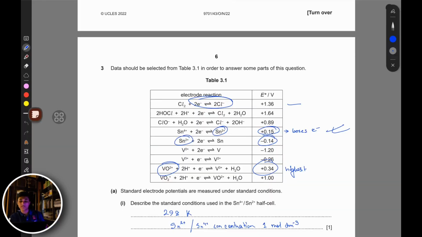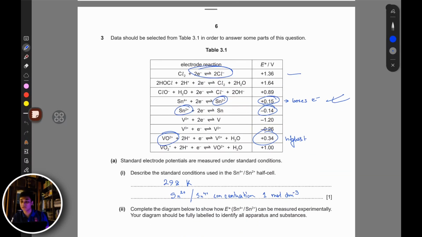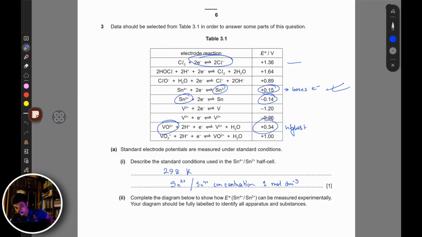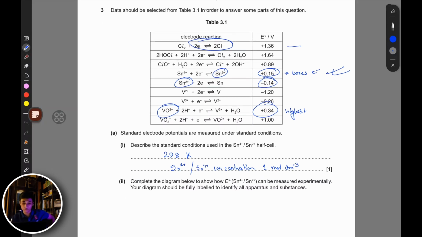In this video, we'll be solving a few electrochemistry questions. So let's start off with the first one. It's from November 2022. The question is, data should be selected from table 3.1 in order to answer some parts of this question. All the information is given over here.